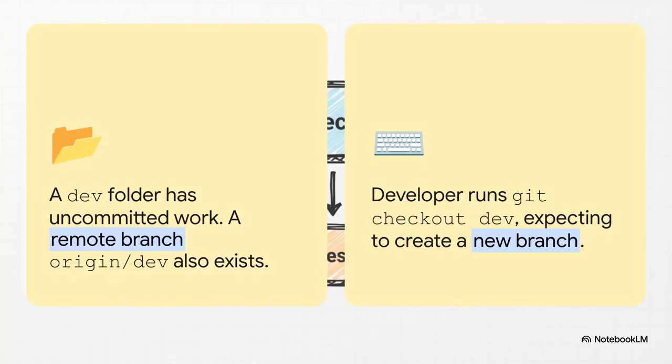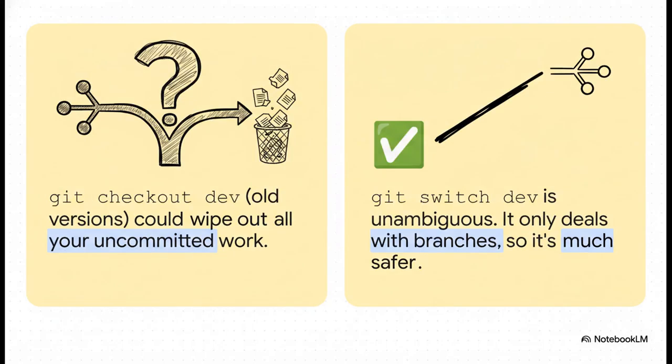So let's break down exactly how a disaster like that can happen. Picture this. You've got a folder in your project called dev, and it's full of new uncommitted changes. At the same time, there's a remote branch called origin/dev. You think, okay, I need to get on that dev branch, so you type git checkout dev. Logically, you'd expect Git to create a new local dev branch for you, right? Well, here's the trap.